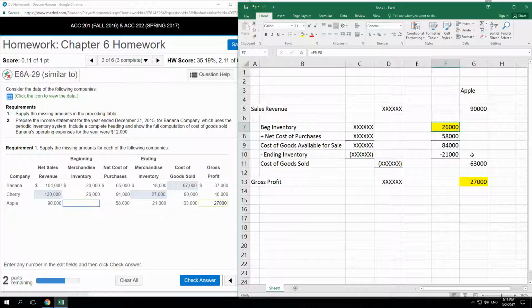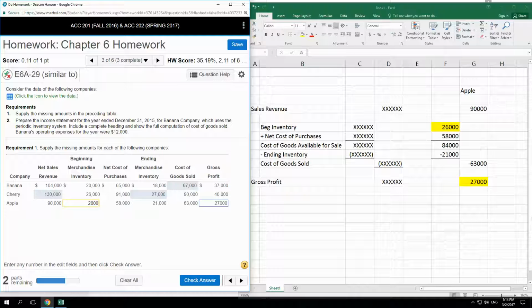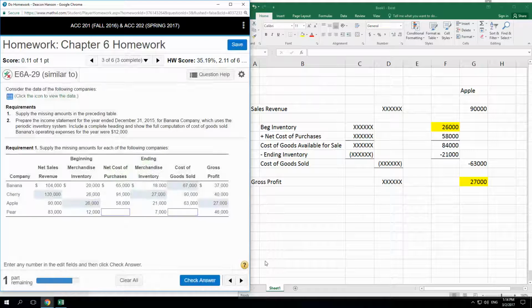Then you might want to go back and check through the math. So you could add these two, make sure it's 84, then subtract 21 from 84, make sure it's 63, and then again subtract the 63 from 90,000 and make sure it's 27. So we solve for beginning inventory, 26,000, and you can click check answer, and it says excellent.